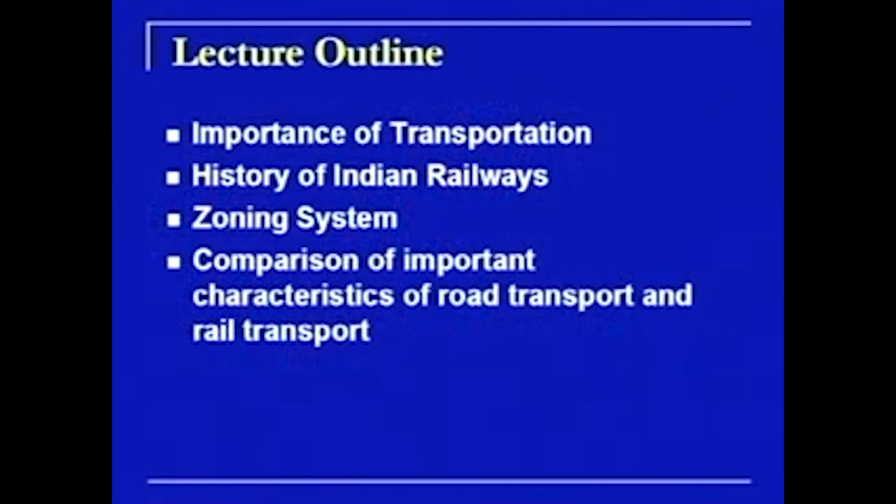In this introduction, we will be taking up different aspects as mentioned here. We will be looking at the importance of transportation system. We will go through the history of Indian Railways. We will look at the zoning systems adopted by Indian Railways, and then we will also be looking at some of the important characteristics by which we can compare different transportation systems with special reference to rail and road transport system.